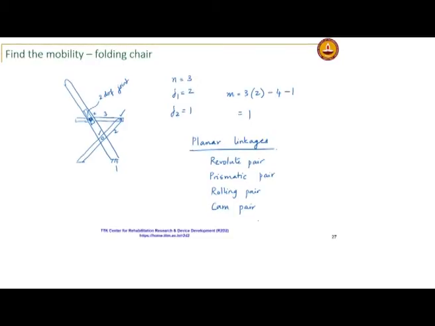Okay. So, now let us look at exceptions to the mobility criteria. So, as with any rule, there are exceptions. So, if you look at, say I construct a mechanism like this. Can you tell me what its mobility will be?